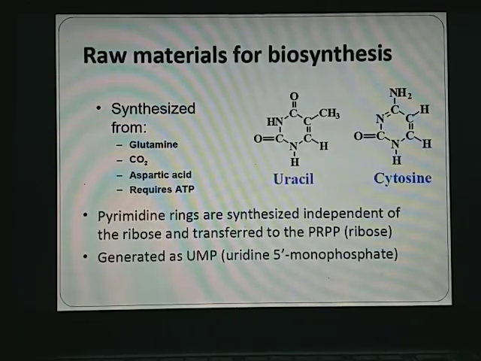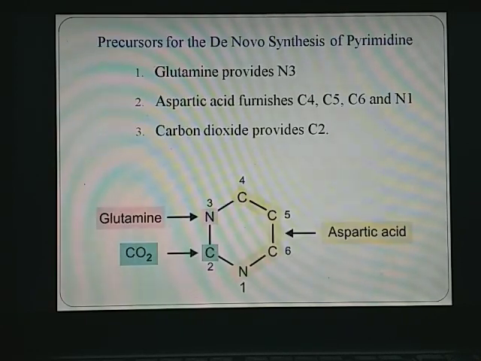The raw materials required for biosynthesis are glutamine, carbon dioxide, aspartic acid, and energy. The precursors for de novo synthesis of pyrimidine are: glutamine provides N3 of the pyrimidine ring, aspartic acid provides C4, C5, C6, and N1 of the pyrimidine ring, and carbon dioxide provides C2 of the pyrimidine ring.